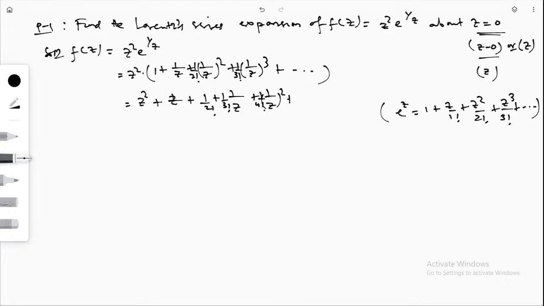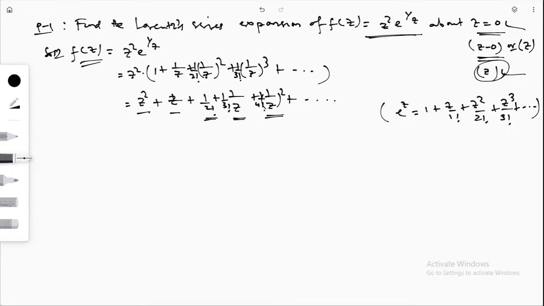So this is the series expansion of f of z, and here you are getting all the powers: this is positive power of z, this is positive power of z, this is z power 0, and here z power is minus 1, here z power is minus 2, like this. So all these are positive and negative powers of z. This is z minus 0. So this is the series expansion of this f of z about z is equal to 0.